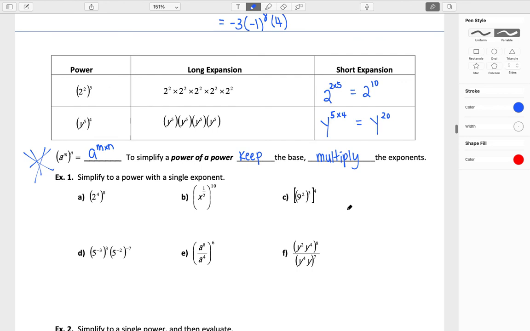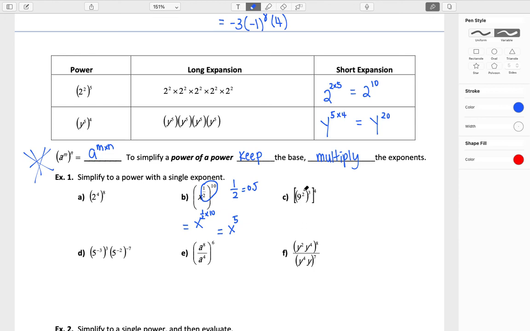So let's try an example like letter B. What you need to do, they're right beside each other. So you're going to do 1 over 2 times 10, which is 1 over 2 is like 0.5, right? So 1 over 2 times 10 is going to be x to the 10 divided by 2, which is x to the 5.